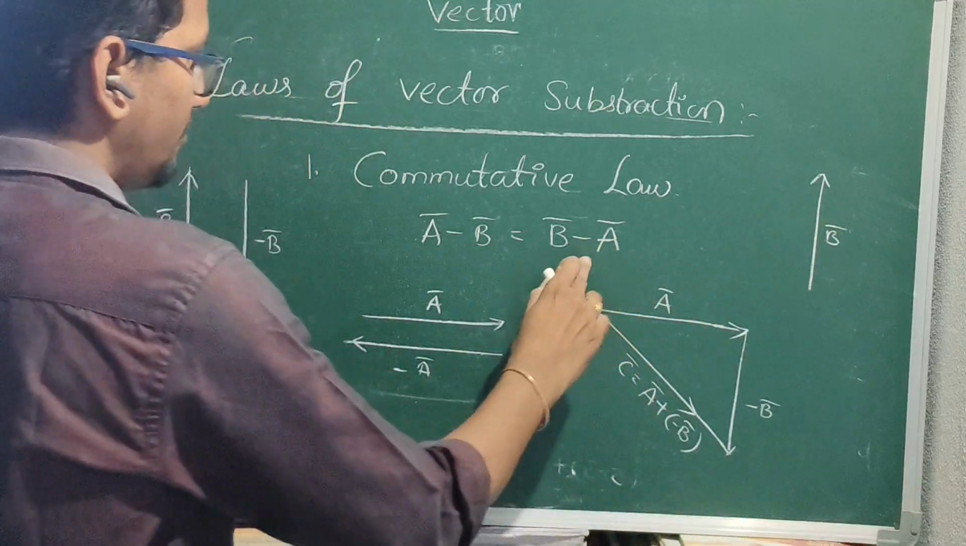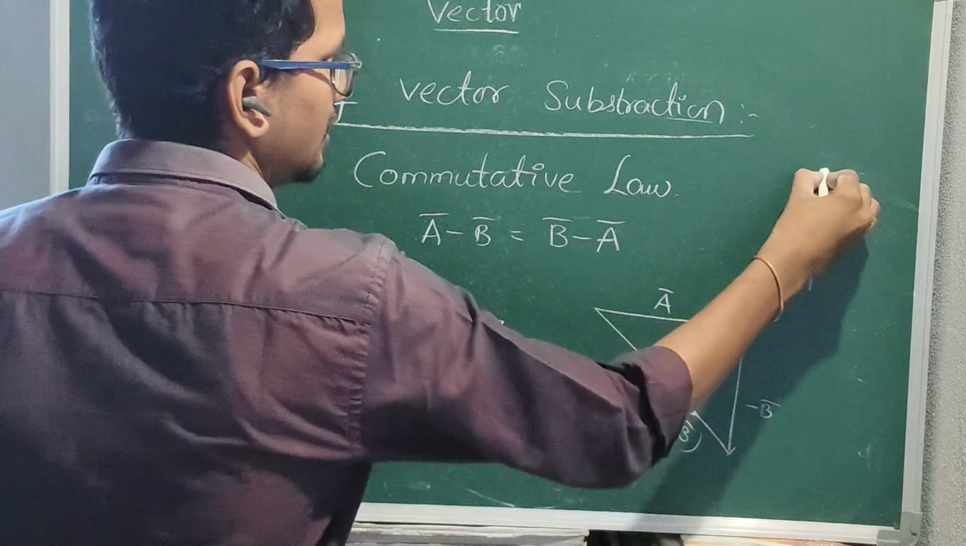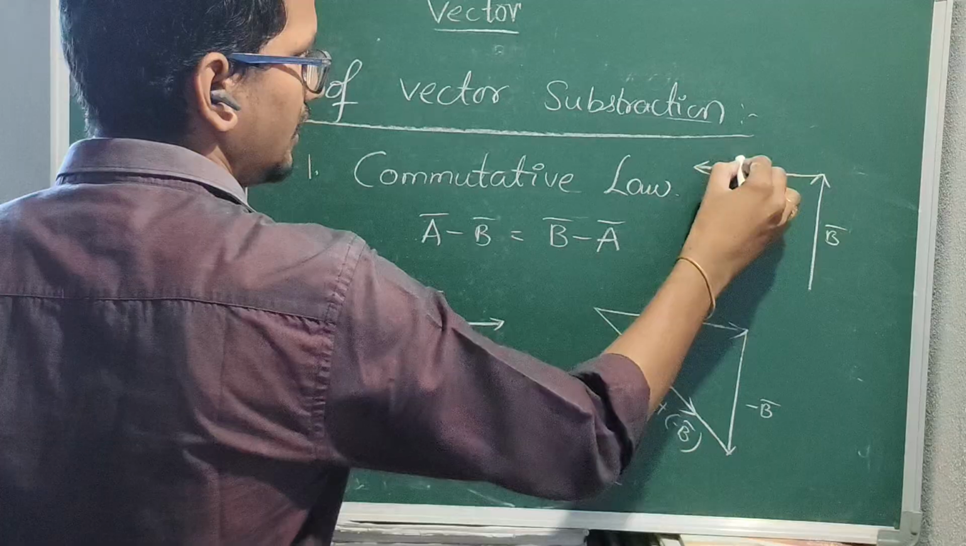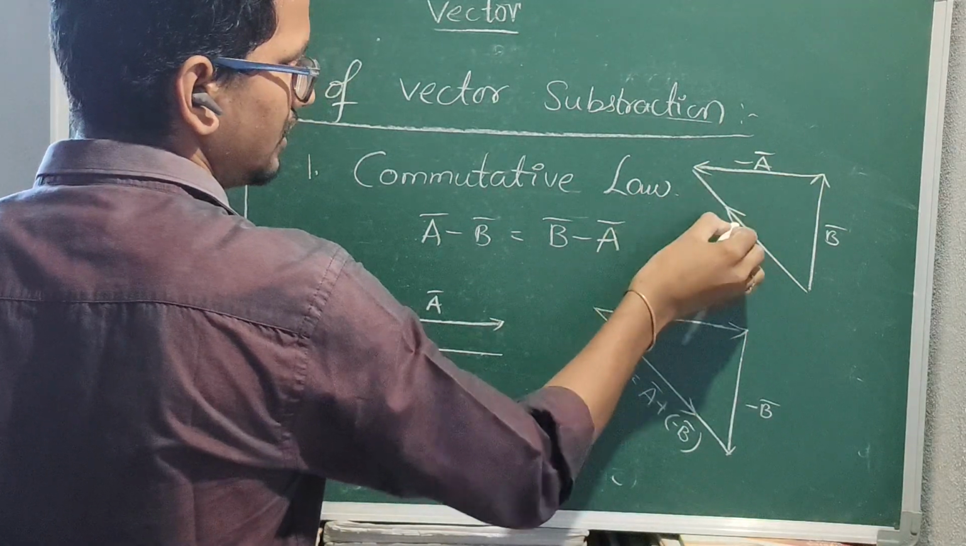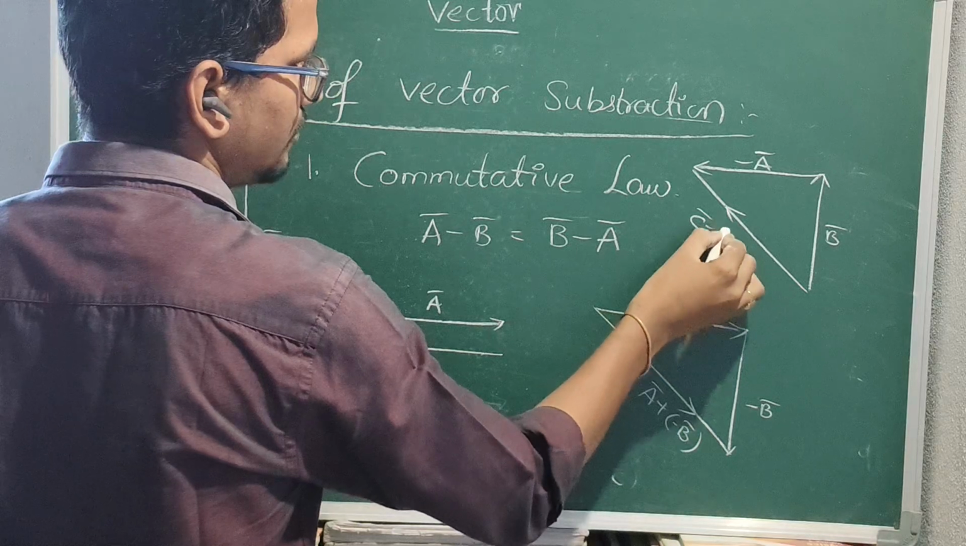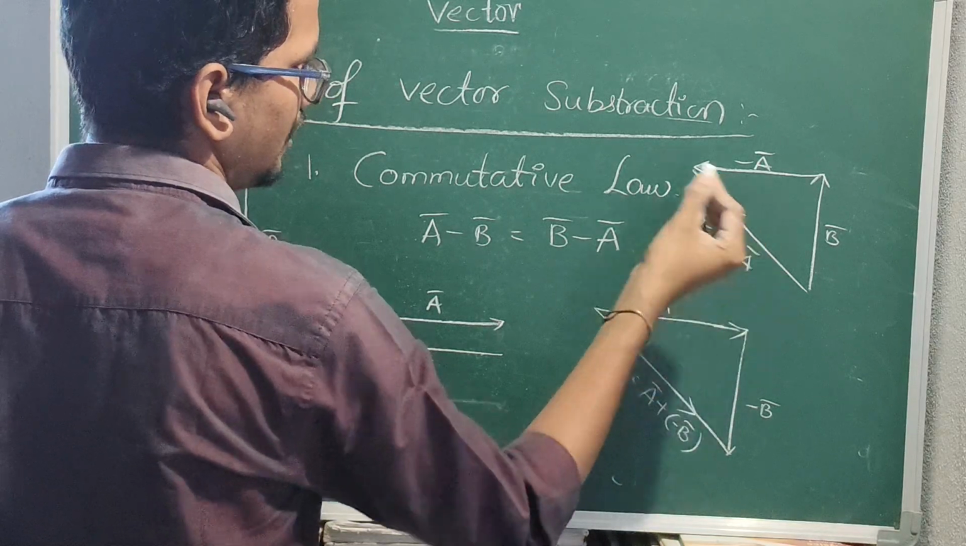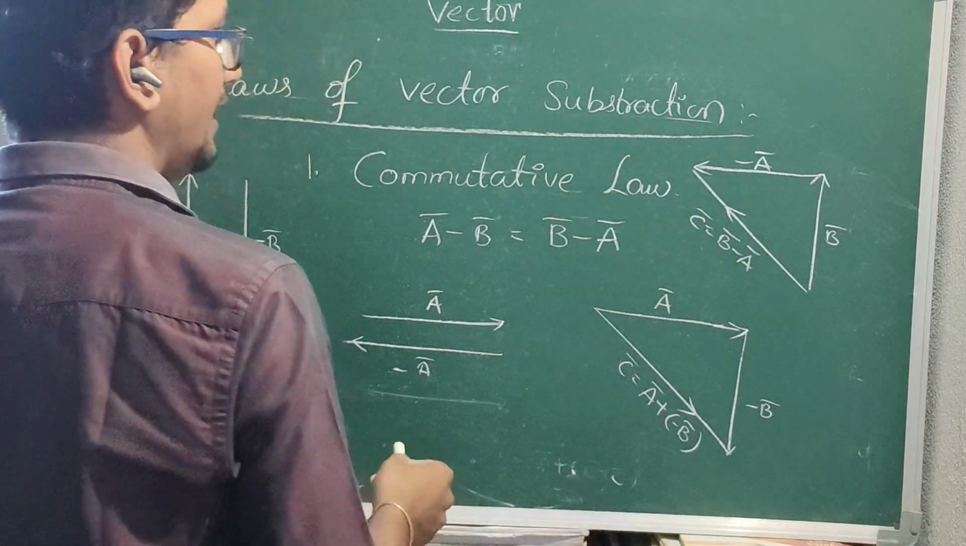What is the minus a bar? Minus a bar, left hand side. The head of the first vector is connected to the tail of the second vector. That's the resultant vector in this way. C bar is equal to what do we need to write? B bar minus a bar.